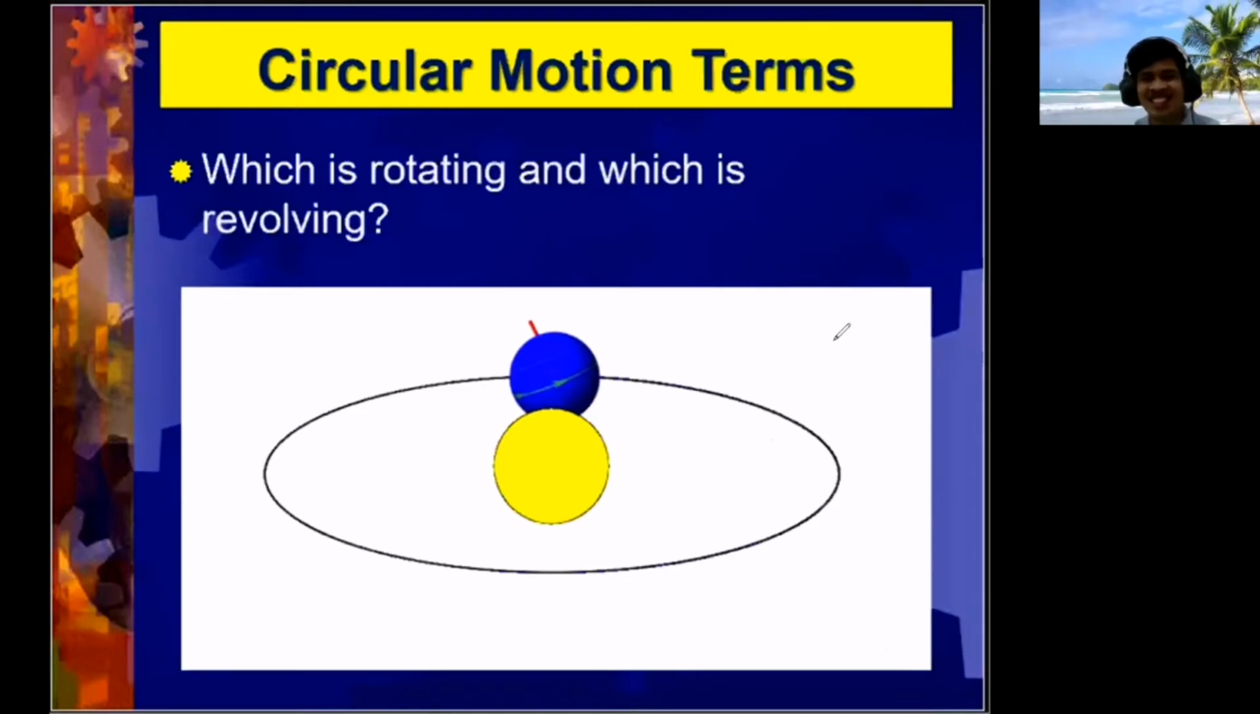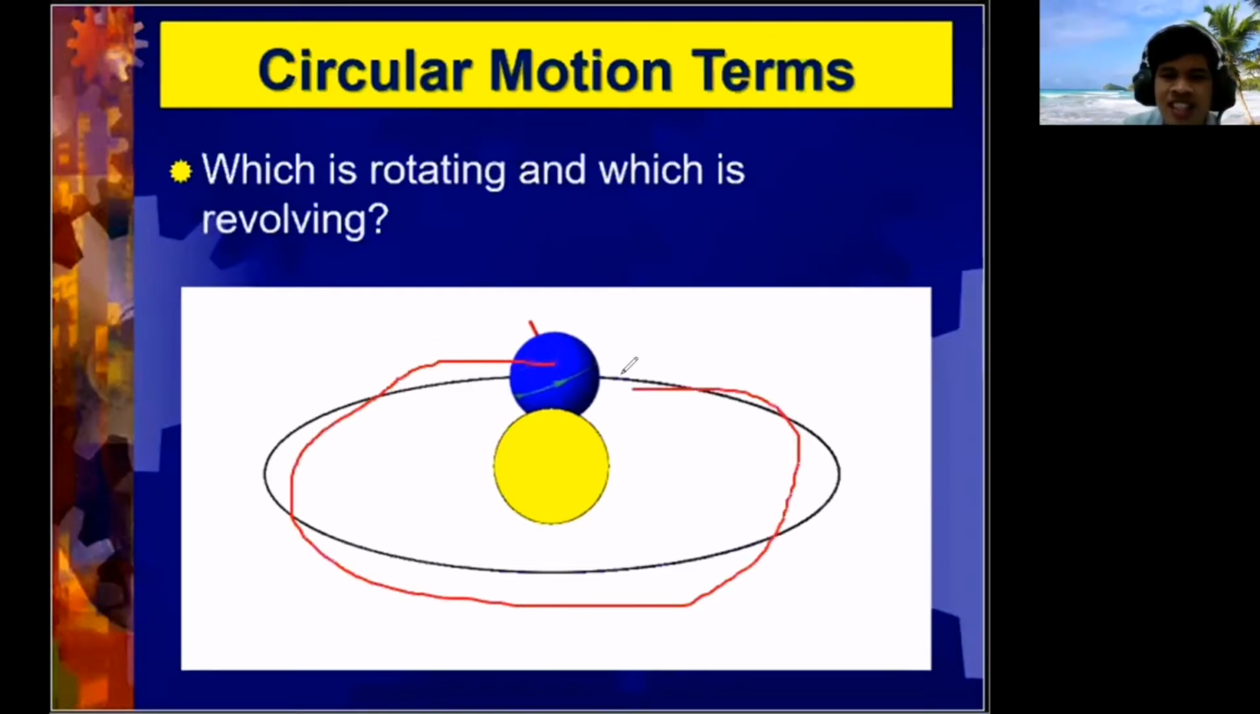All right. So this one, hello Tale, good morning. This blue object is revolving around the yellow object. That is revolving. But this blue object is rotating.